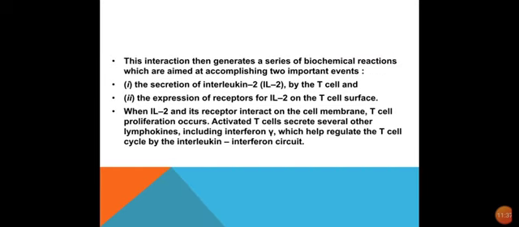This interaction then generates a series of biochemical reactions which are aimed at accomplishing two important events: the secretion of interleukin 2 by the T cell and the expression of receptors for interleukin 2 on the T cell surface. When interleukin 2 and its receptor interact on the cell membrane, T cell proliferation occurs. Activated T cells secrete several other lymphokines, including interferon gamma, which help regulate the T cell cycle by the interleukin-interferon circuit.